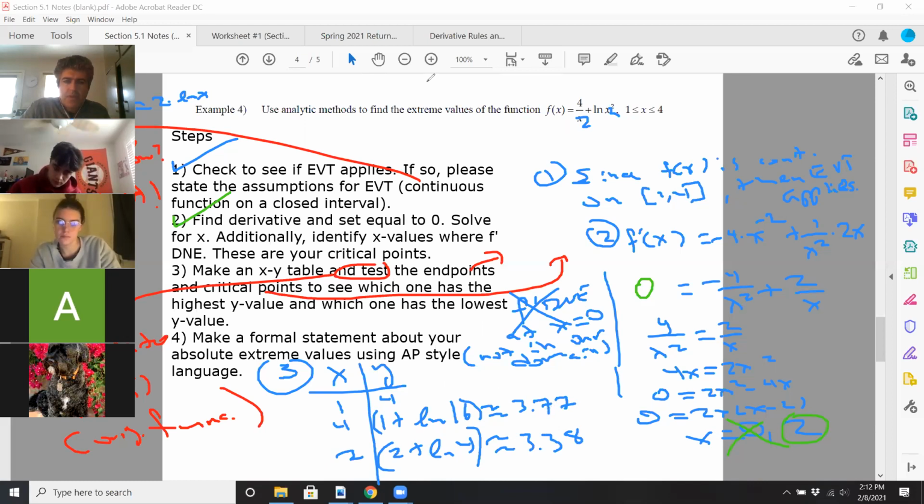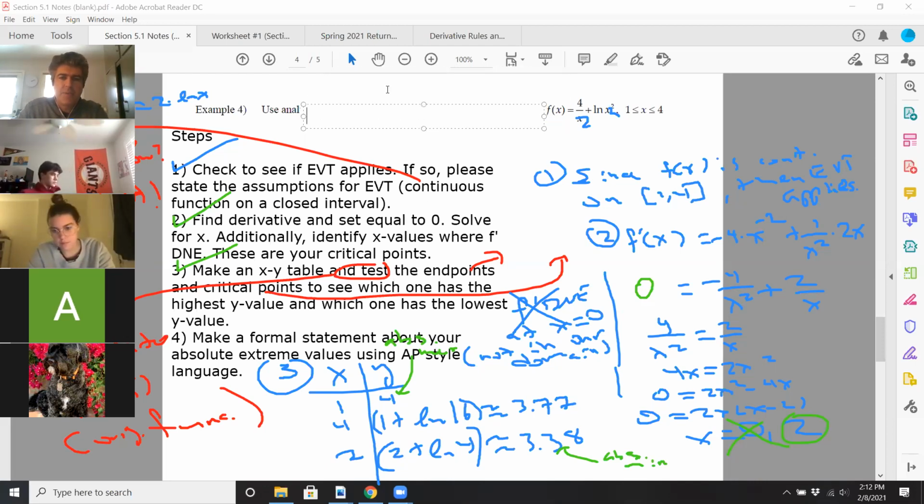So it's pretty clear that this, so we can check that off, that's done. That is my absolute max. And that is my absolute min. Okay. That should be very clear. So now let's make a formal statement, and then we'll do a breakout for that.